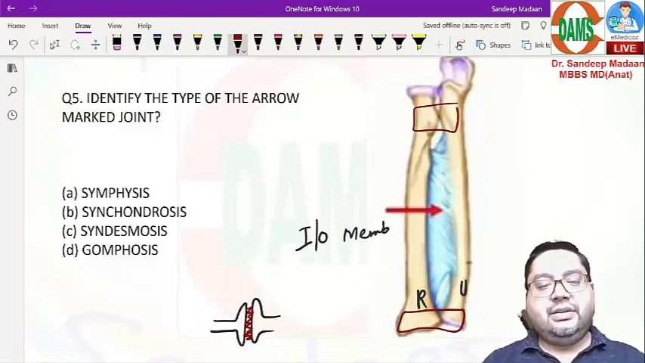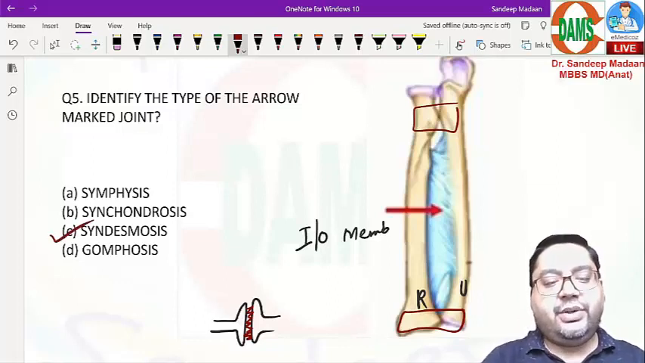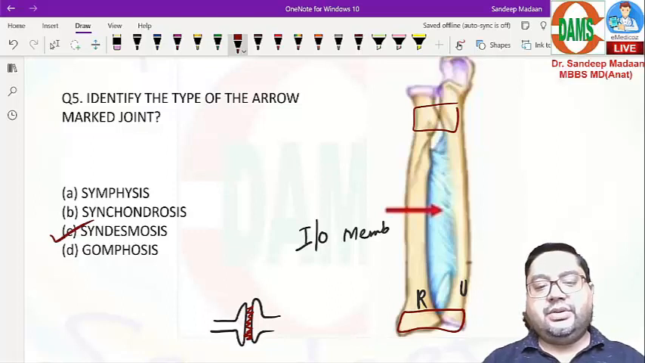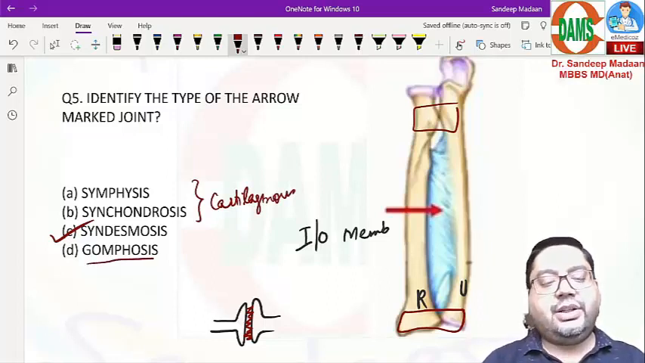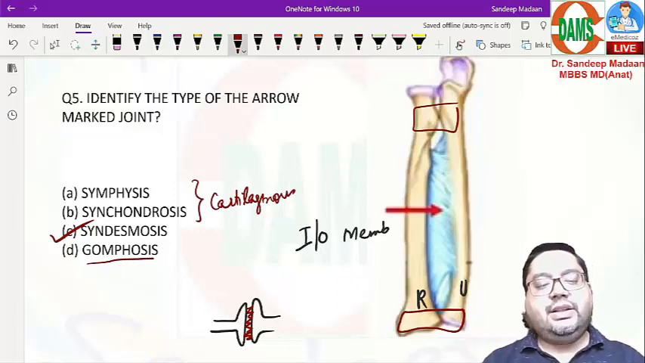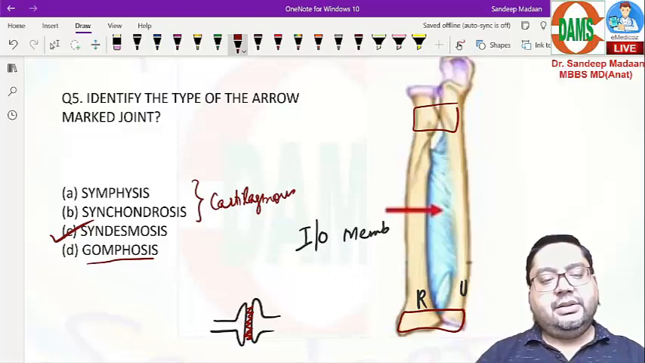And here the word used for this type of joint is syndesmosis. That is a peculiar word for it. Syndesmosis is the answer, which is one of the types of fibrous joint. What is symphysis and synchondrosis? These two are the cartilaginous joints. They do not belong to the fibrous joint. Okay. And what about gomphosis? Gomphosis is also one of the types of fibrous joint. It is the joint between the gum and the teeth. Okay.